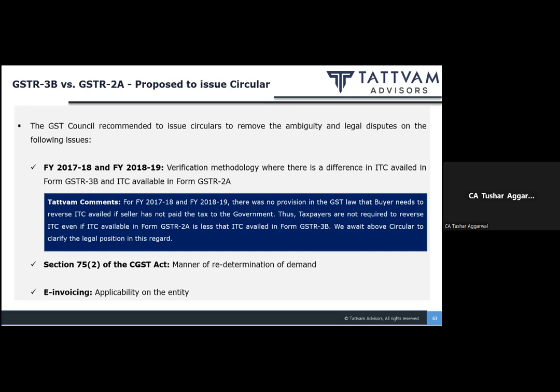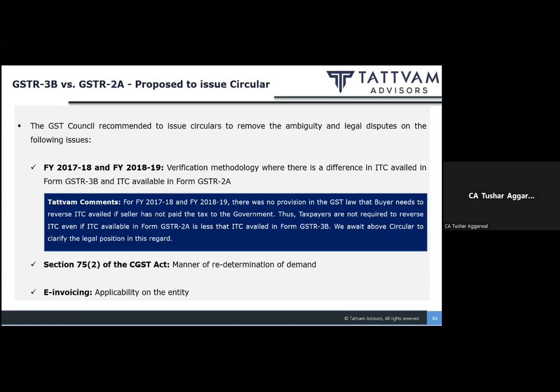There are multiple arguments available: that it is an impossible activity to match, and that I cannot be penalized for the fault of the supplier. We have to rely upon the VAT judgments. My entire Section 42, 43, the way it was drafted, is not properly drafted. The mismatch provisions, the way they were written in the law, were entirely based on GSTR 1 to 3, which is not at all applicable and cannot be implemented. So there are multiple arguments. Let's hope the circular comes and see what they clarify for 17-18, 18-19.